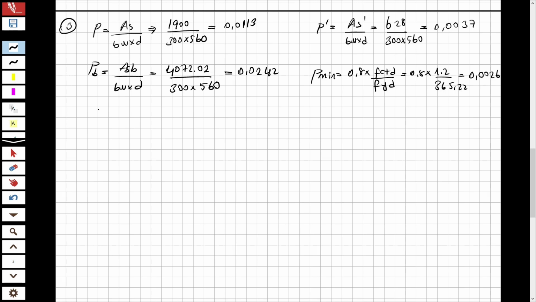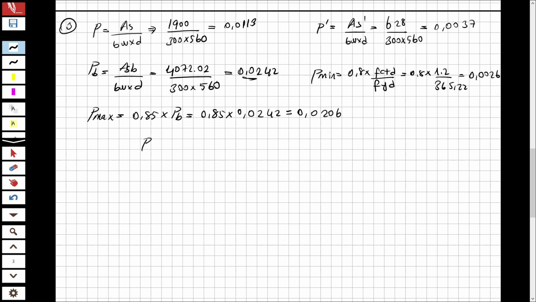So let's write for rho max. 0.85 multiplied by rho b. What is rho b? Rho b we determined it here, 0.0242, and this will be equal to 0.026.